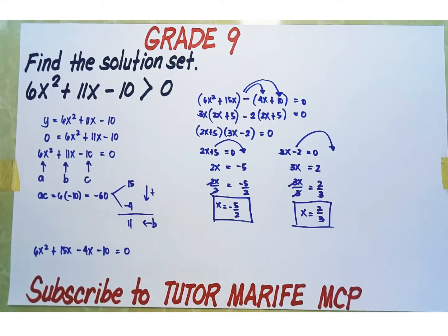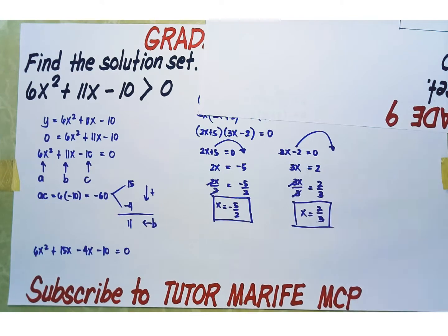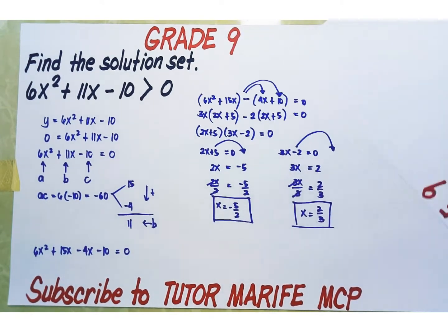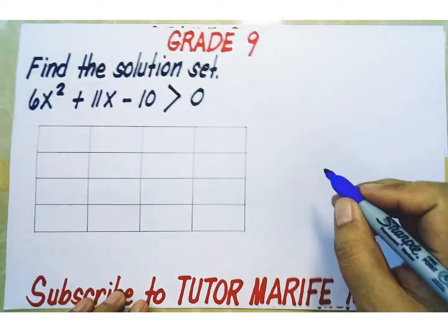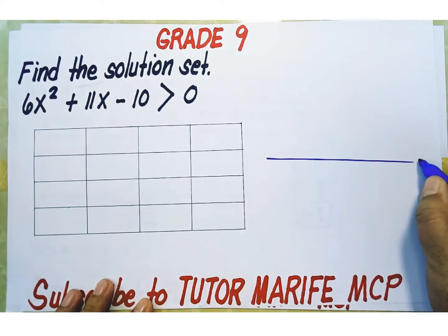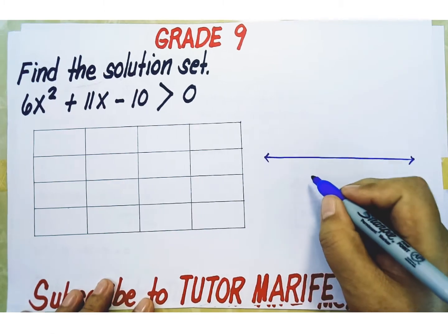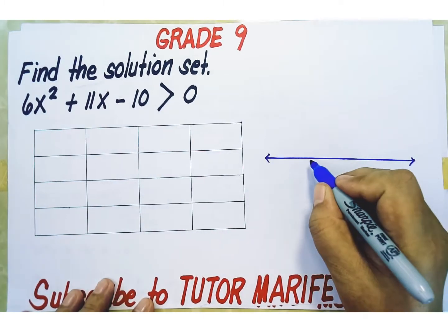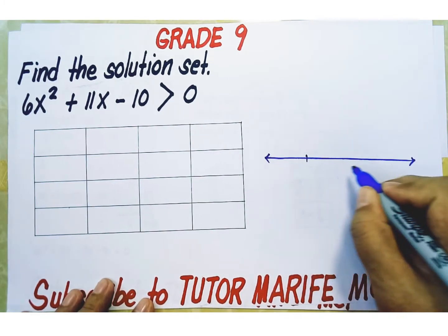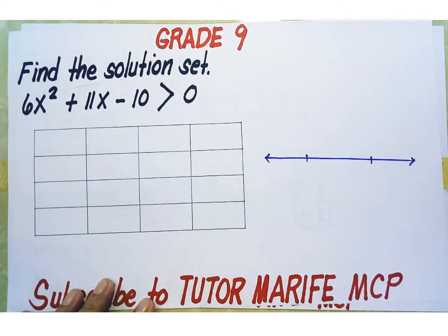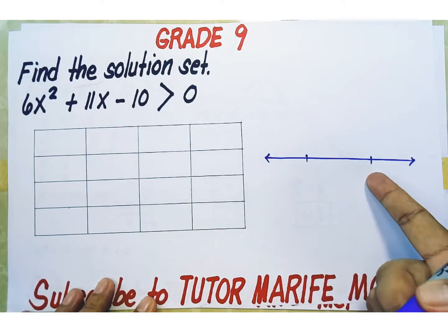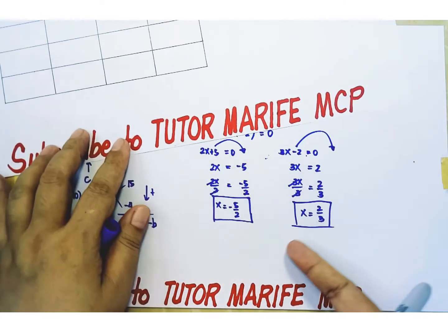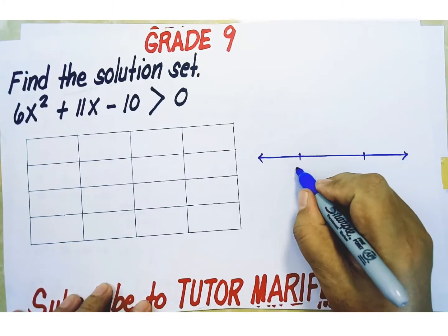Okay, so we're now ready to plot our boundary points into the number line. Let's draw our x line. And let's plot our boundary points or the x-intercepts. Make sure when you plot, they are in order. Smaller value on the left side, larger value on the right side. Which is smaller? It's negative 5/2.